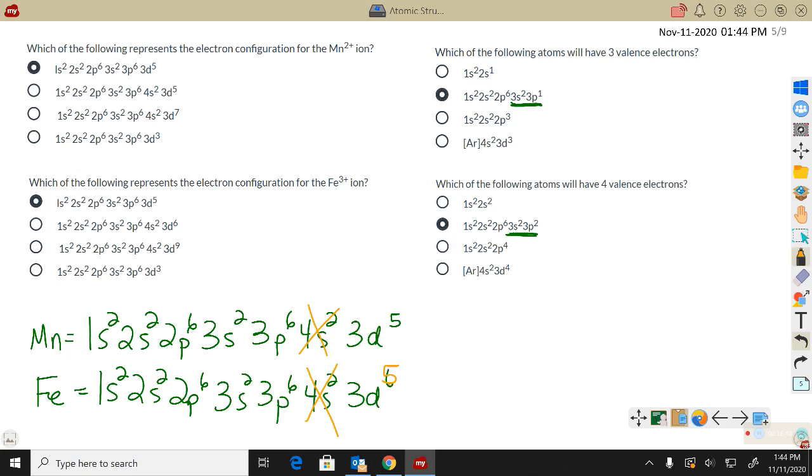Tricky. Valence electrons, outermost energy level, not just the last orbital. All the electrons in the highest energy level are my valence.